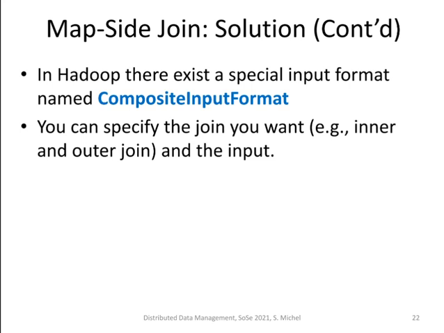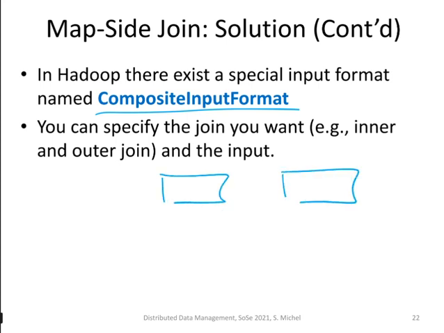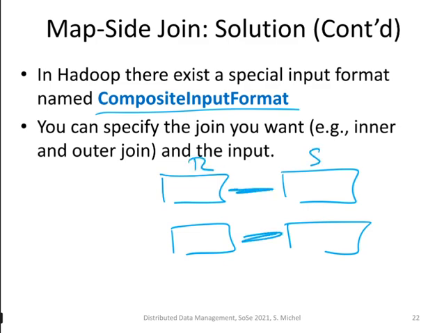In order to do this for Hadoop, there exists a special input format named composite input format. And this is exactly what you need in order to tell Hadoop or the MapReduce implementation to read these chunks. So here we have the R chunks and the S chunks in a manner that matches the envisioned join. What you have to specify is the type of join you want to compute. For instance, inner join or outer join. Usually we're interested in the inner join, but as you know, there are also other join types like outer join, left outer join, right outer join, semi-join, and so on.